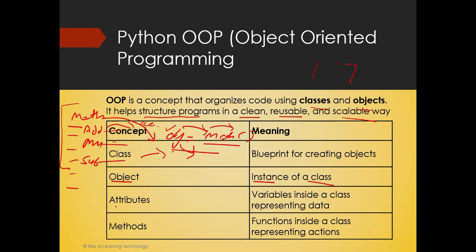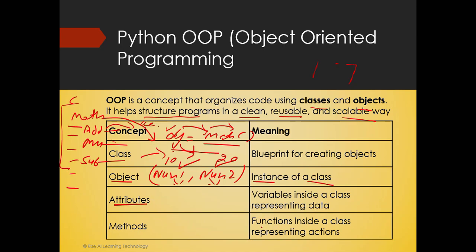So what are attributes? Attributes are variables inside a class which represent the data. If I am saying add, what will add do? It will add two numbers, number 1 and number 2. These variables created inside the class represent the data, because these numbers contain the data. Suppose I am passing 10 here and 20 here, I am assigning that data to these variables. So whatever variables inside a class represent the data are called attributes.